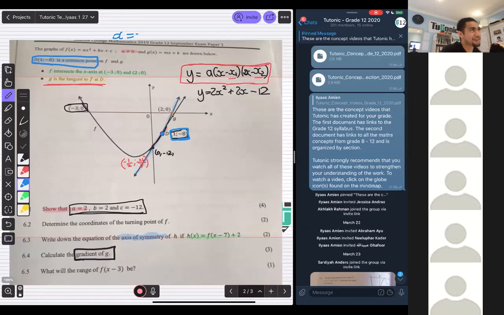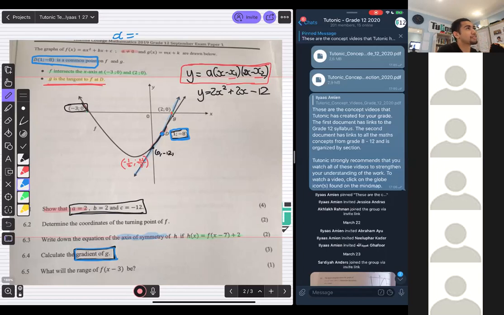So do you guys understand what Amaro said? No. Could you say it one more time? Okay, so she's just saying that we want to work out the gradient of g. So what is g? g is the tangent, right? So she's saying that if we want to work out the gradient of the tangent, we could just work out the gradient of the graph at this point.